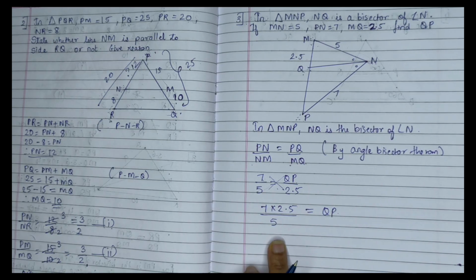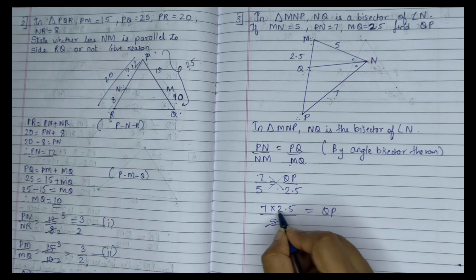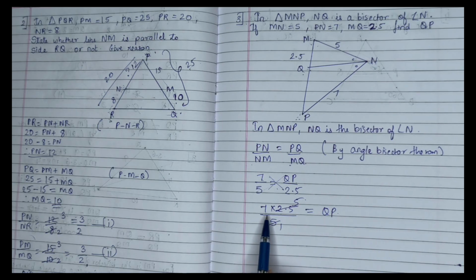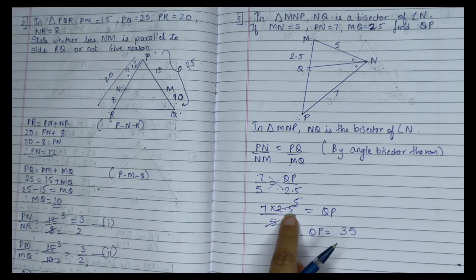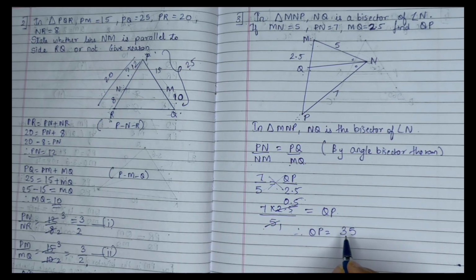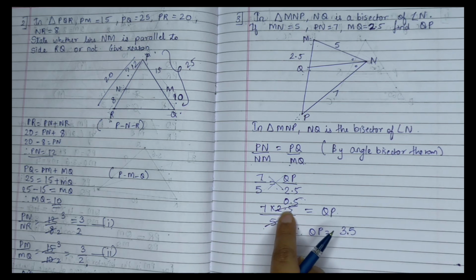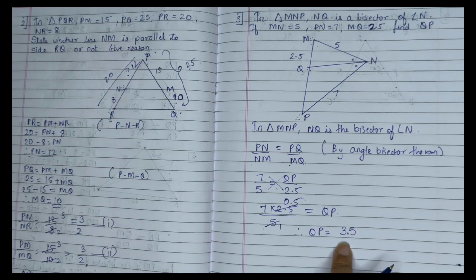Now we can reduce this. 5 ones are 5, 5 5s are 25, 7 5s are 35. There is a point after one number, so we put a point over here and we get 3.5. No unit is given; if you want, you can write units. So we got QP is equal to 3.5 units.